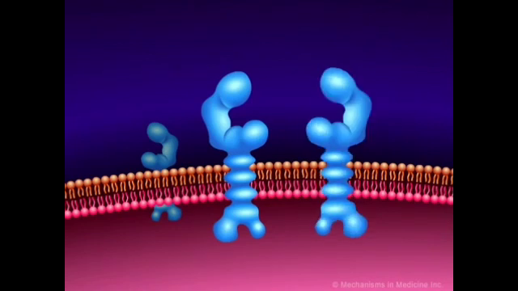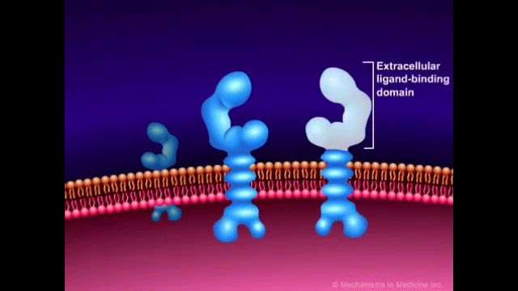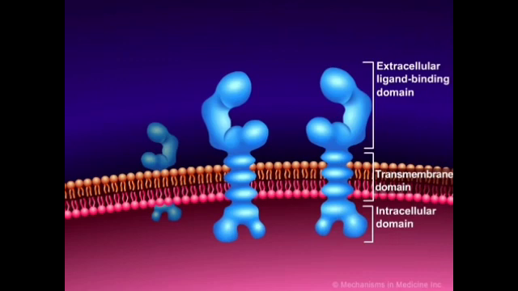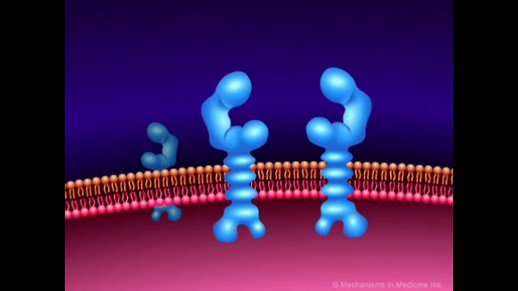Receptors often consist of three domains: an extracellular ligand binding domain, a transmembrane domain, and an intracellular domain. Binding of a ligand to the extracellular domain activates the receptor tyrosine kinase, which activates other proteins by phosphorylation of, adding a phosphate to, the amino acid tyrosine on a protein inside the cell.